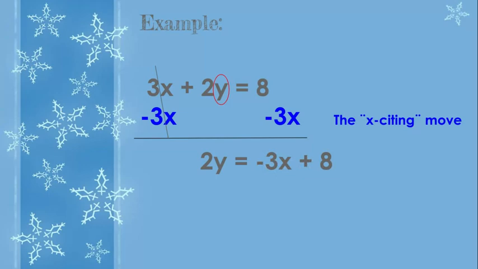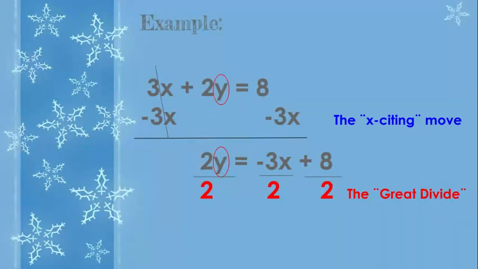Now we're almost there. The y is now attached to the 2 only, and they're being multiplied together. So remember, we need to do the opposite operation. So this is called the great divide. We are going to divide everything by the coefficient of that y, which in this case is 2. When we do that, we get 1y.